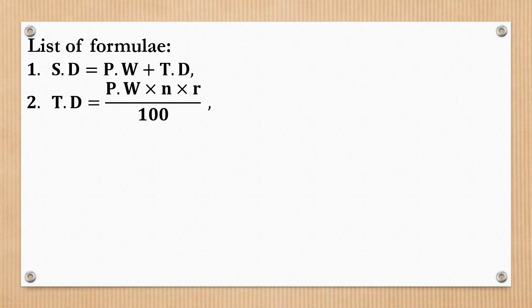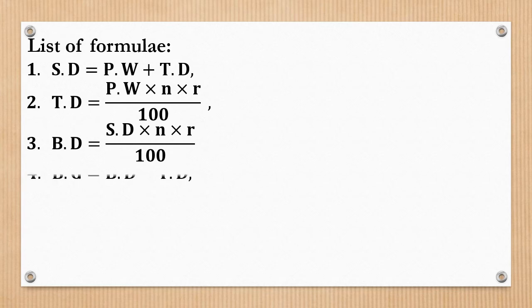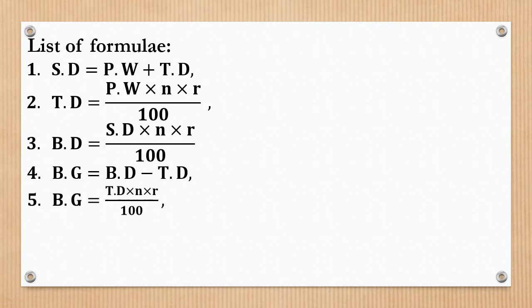Next is banker's discount. Banker's discount is again the interest calculated on the sum due. So SD into NR upon 100. And banker's gain, we know, is banker's discount minus true discount. Another formula for banker's gain is TD into NR upon 100. I will tell how it comes.